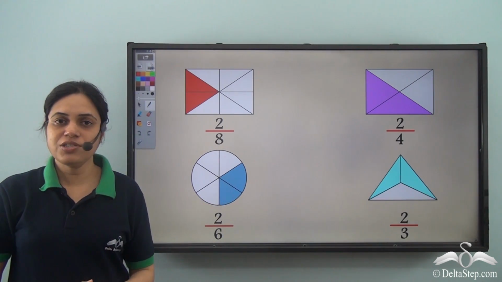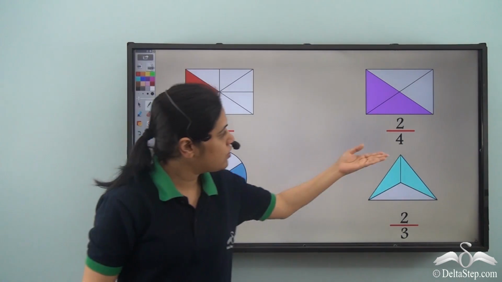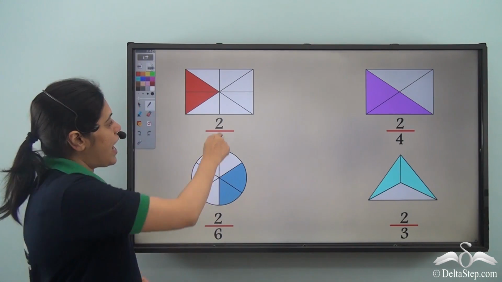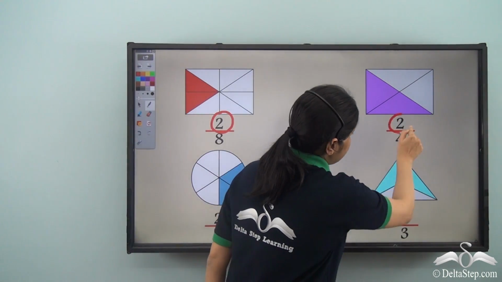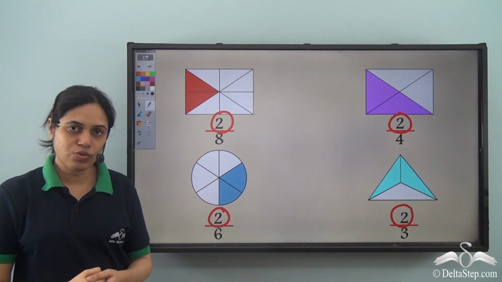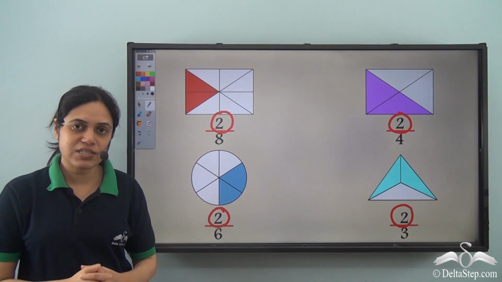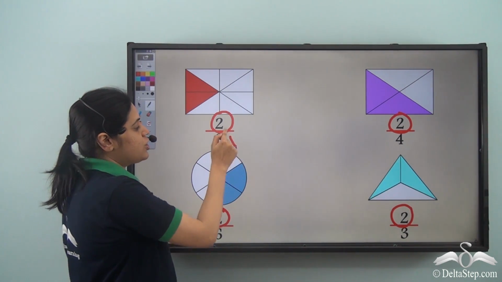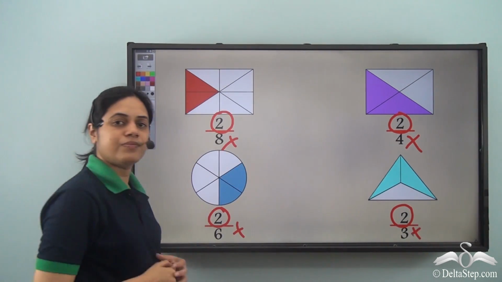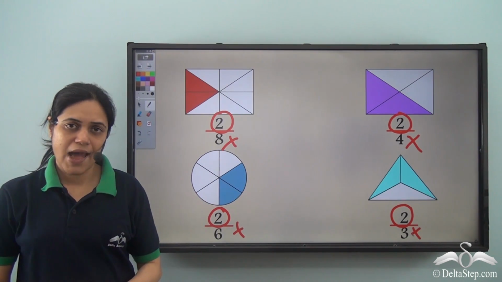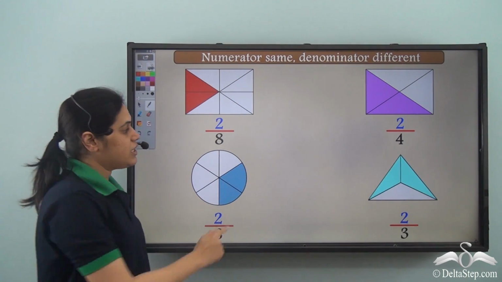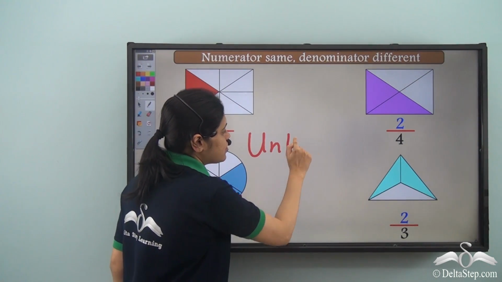Now what about these fractions? So this is 2 by 8, 2 by 4, 2 by 6 and 2 by 3. I see that the numerator is the same in each case. 2, 2, 2 and 2. So all four fractions have 2 as the numerator, but the denominators are not the same. The denominators are different. So are these fractions like? No, these are not like fractions. These are unlike fractions.